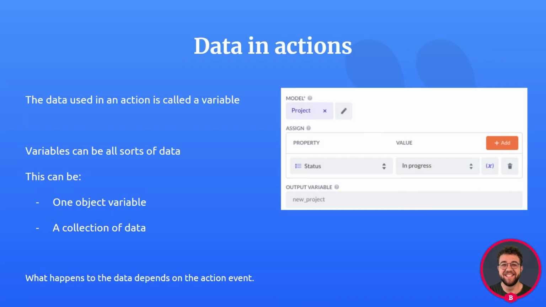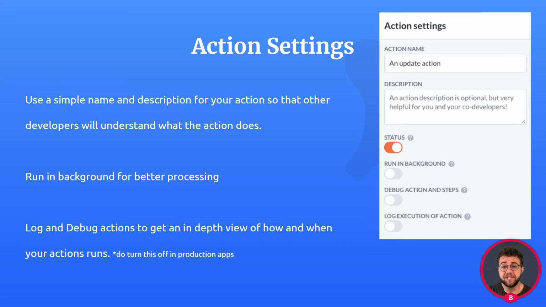Data in actions. You mainly work with data, and the data in your action is called a variable and can consist of all sorts of data. One variable can be an object or a collection of data. This depends on the tasks you want to perform and what kind of data you are giving to your action. Your action also has some unique settings. Use a simple name and description for your action so that other developers will understand what the action does.